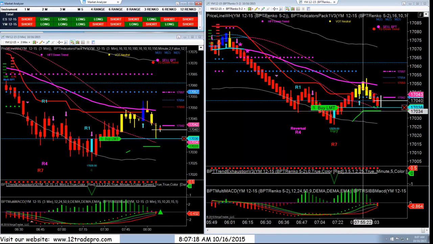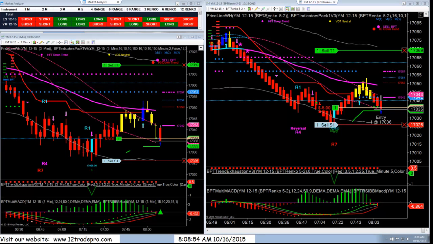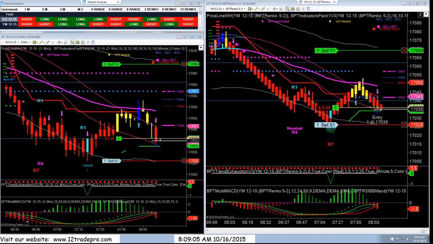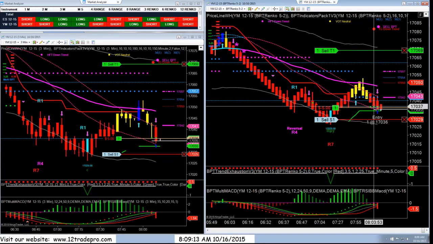So I'm trying to get long on a continuation of this buy signal. Okay, I'm long one contract on the YM. I'm just going to move my target up out of the way, and I'm going to move my stop up and put it just below the precision trend line. So I've got a 6 tick stop.